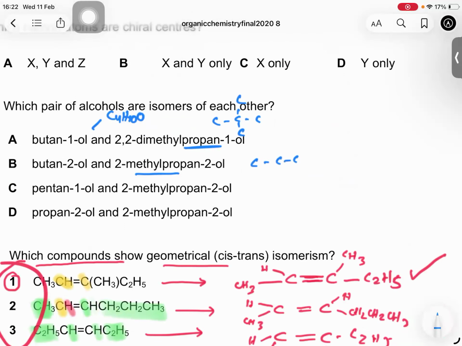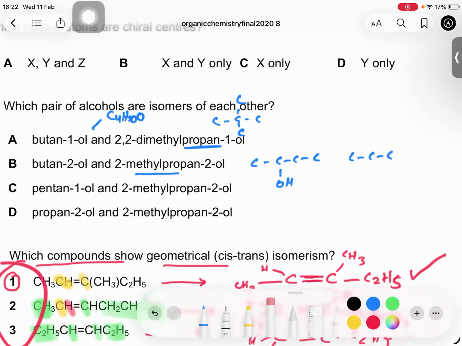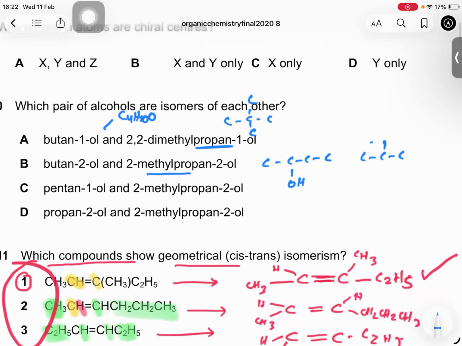So butan-2-ol, 1 2 3 4, is this, and then what about 2-methylpropan-2-ol? 2-methylpropan-2-ol. Okay, so this is 2-methyl, this is propan-2-ol. Okay?